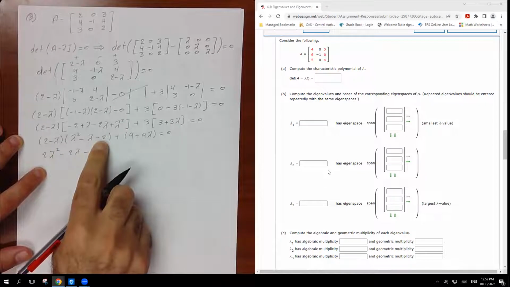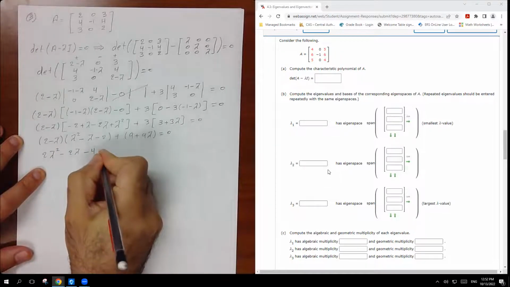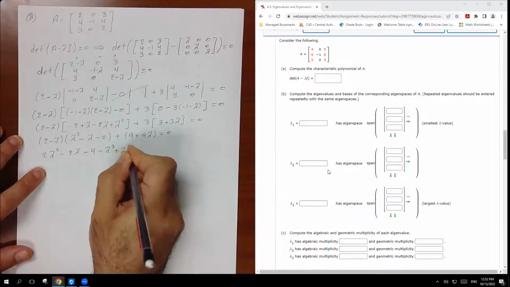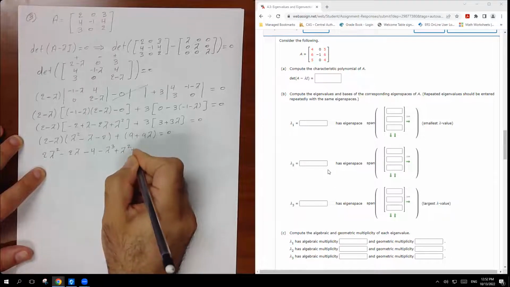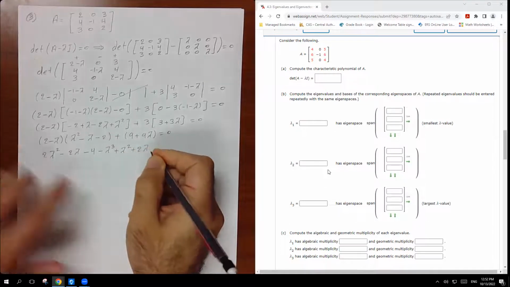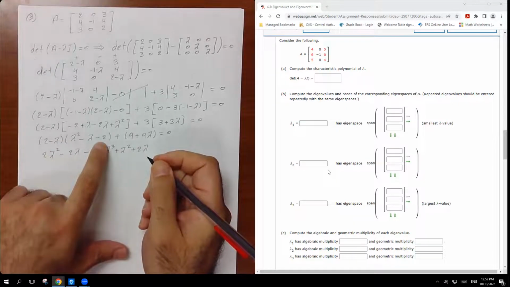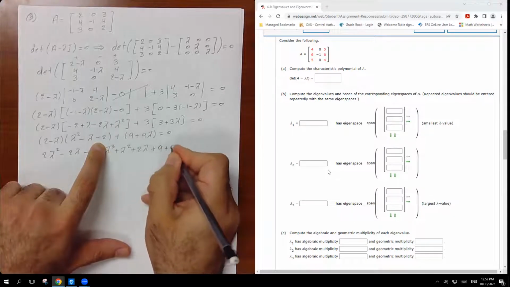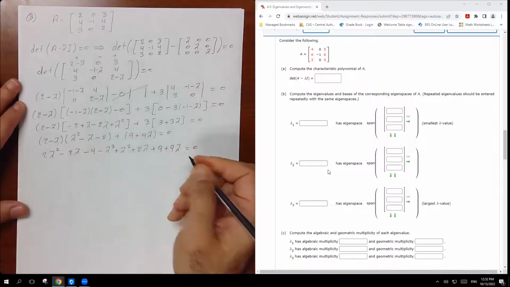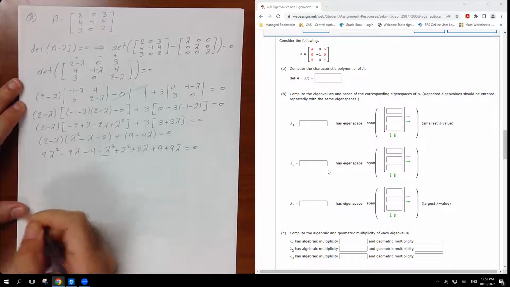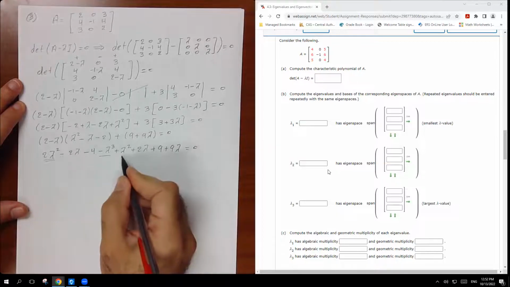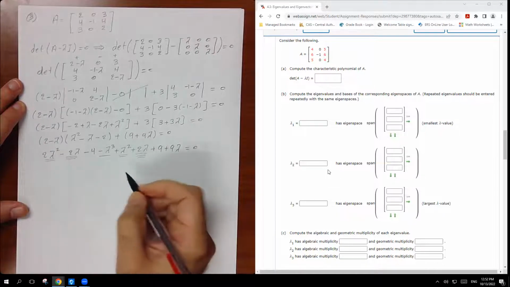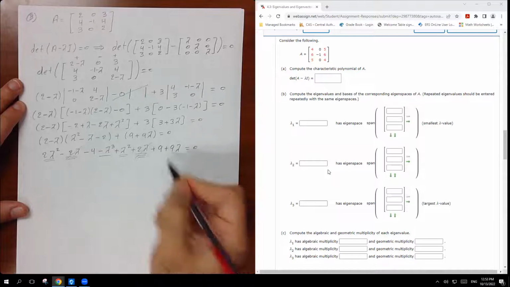2 times -2 is going to be -4, minus lambda cubed plus lambda squared plus 2 lambda. Plus, I'm done. -1 times negative lambda times -2 is going to be +2 lambda, plus 9 plus 9 lambda equals 0. Now we're going to combine the like terms. This is by itself, squared, and this cancels with this one. We just have 9 lambda.